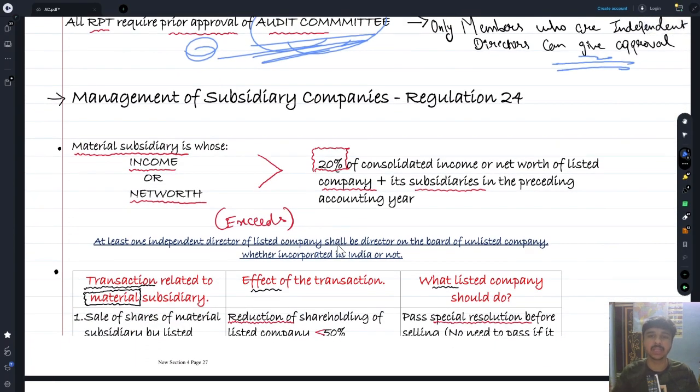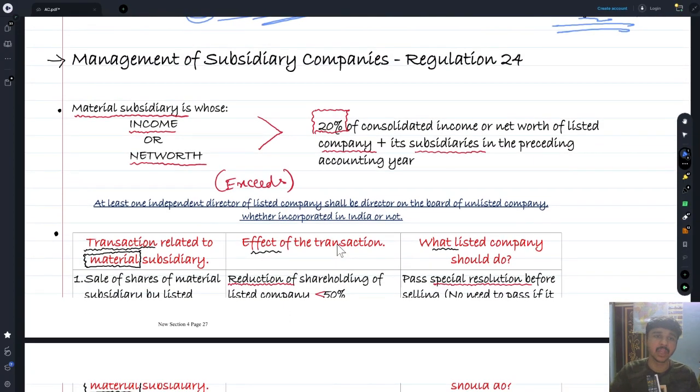Now the next part, management of subsidiary companies. Again, a very great way I have classified them. What is a material subsidiary? The subsidiary whose income or net worth exceeds, that is greater than, not equal to, greater than 20% of the consolidated income or net worth of listed company plus its subsidiaries in the preceding accounting year, it becomes a material subsidiary.